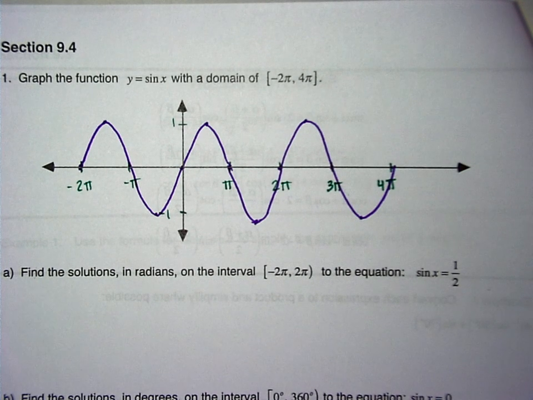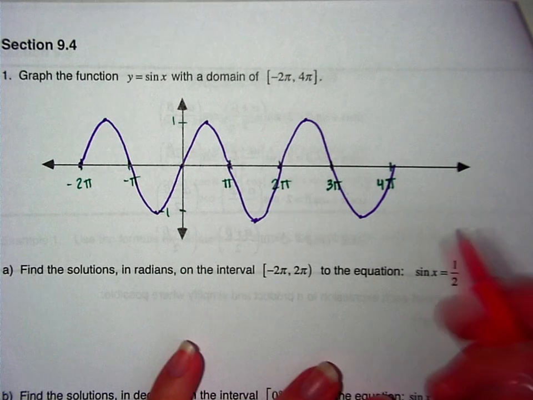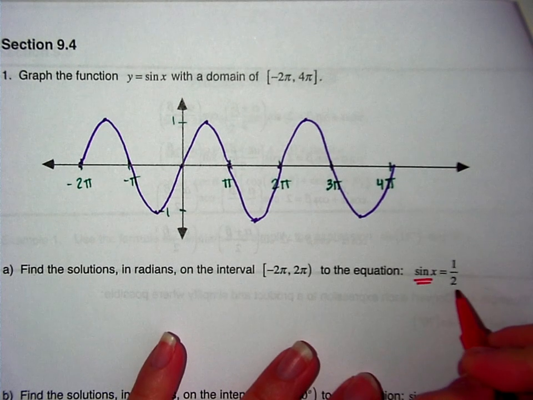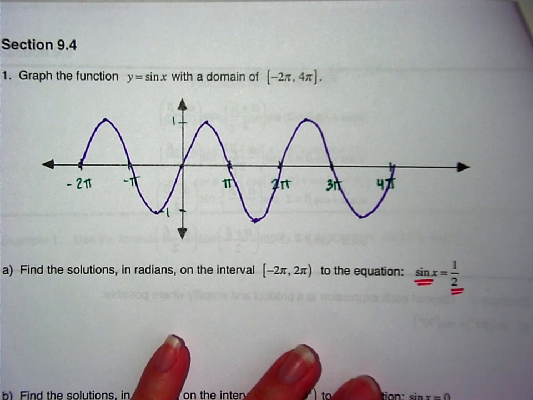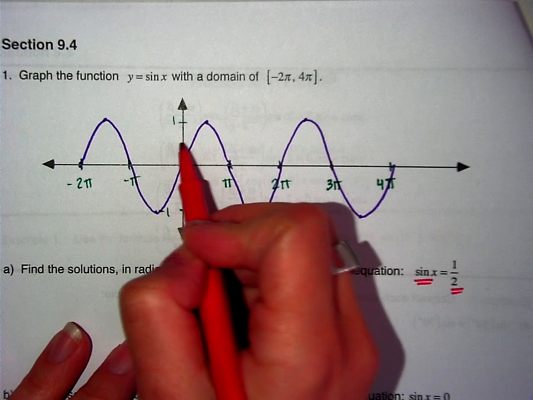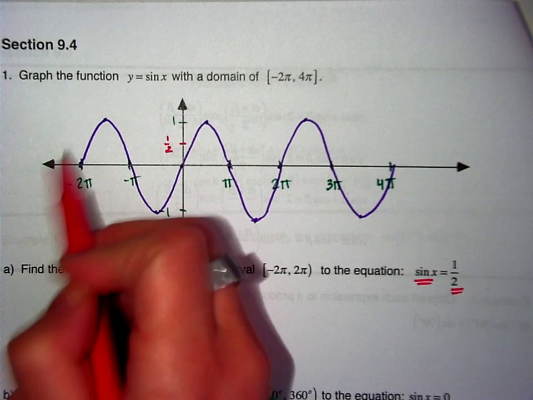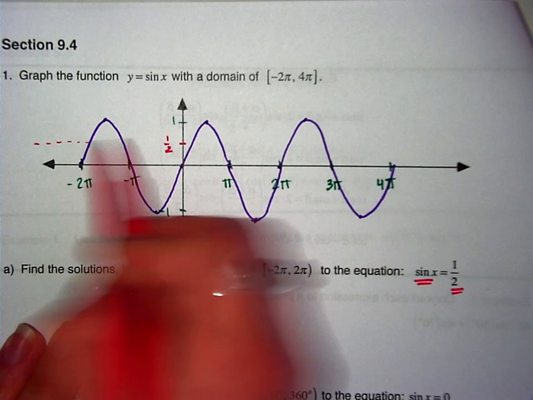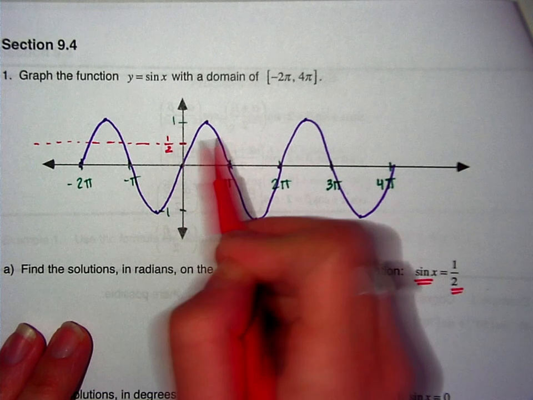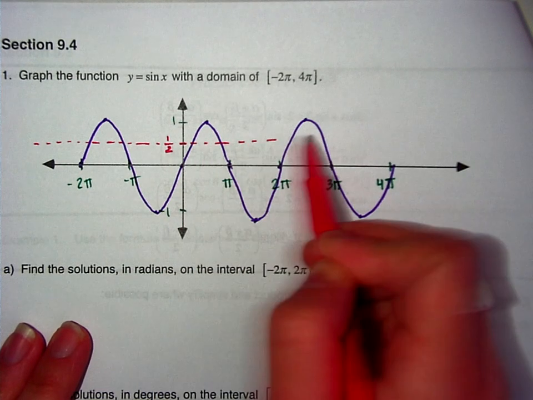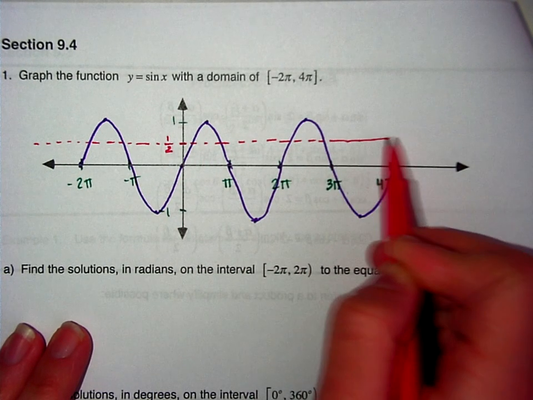So what are we looking for? We're looking for where this graph sine of x intersects the graph y equals 1/2. Well, if I were to draw that, 1/2 is right here. I'm just going to draw that as a dotted line across y equals 1/2. I want to know where those two graphs intersect.